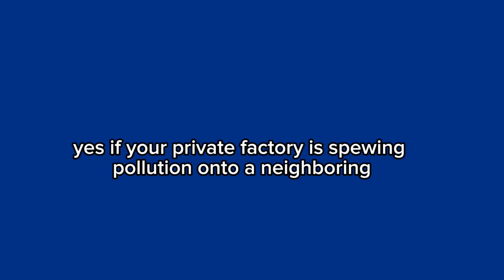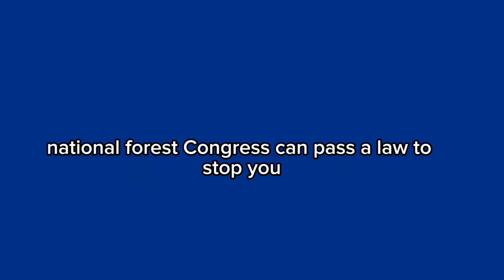Let's quickly hit two other important express powers. First, the property power. This is another one that's surprisingly powerful. It gives Congress absolute authority to regulate and dispose of all federal property and territory. Think of national parks, military bases, federal buildings. And they can even regulate private land to protect that federal property. Yes, if your private factory is spewing pollution onto a neighboring national forest, Congress can pass a law to stop you, using its power to protect its own property.